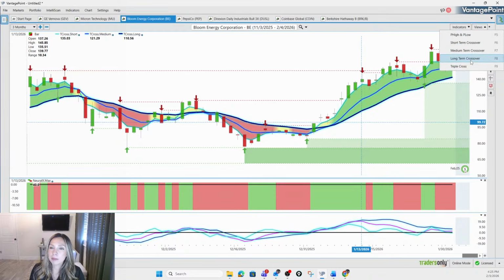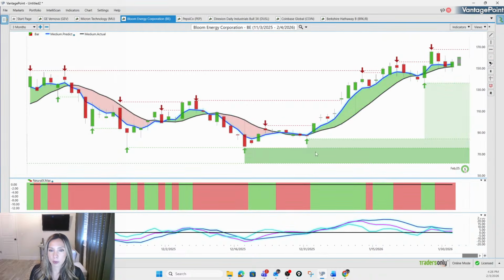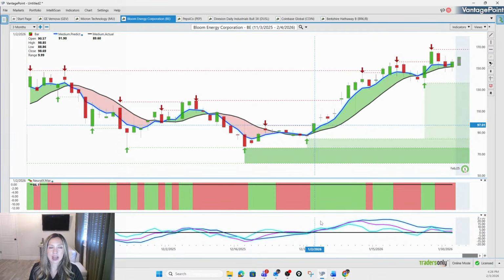If I switch on back, now you know how to use the triple cross for setting stops and position management, right? But let's jump back over to the medium term cross, because here we had a cross as well as our lineup, right? We already identified this as a potential entry point from the predictive standpoint, from VantagePoint's predictive indicators.